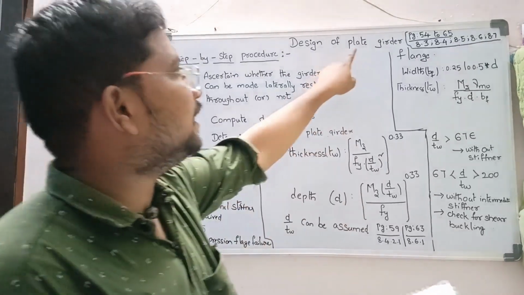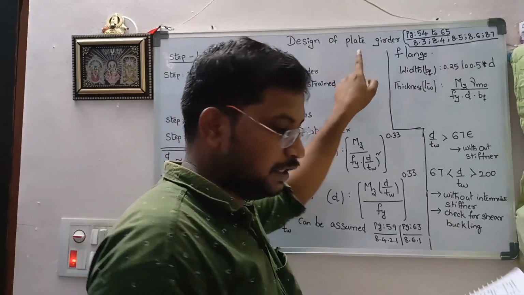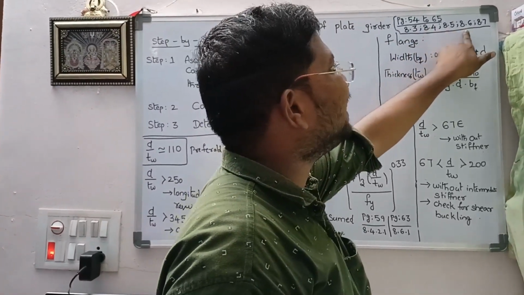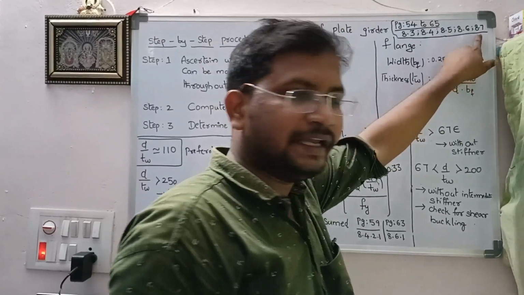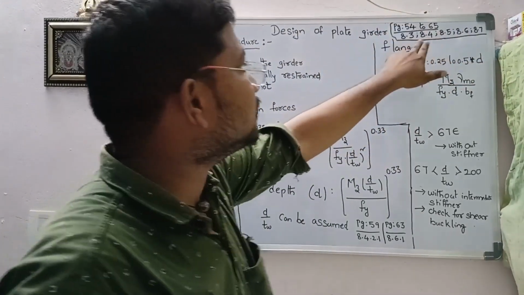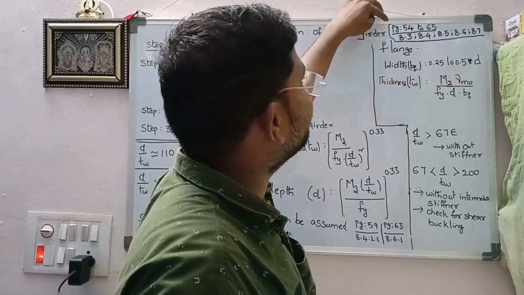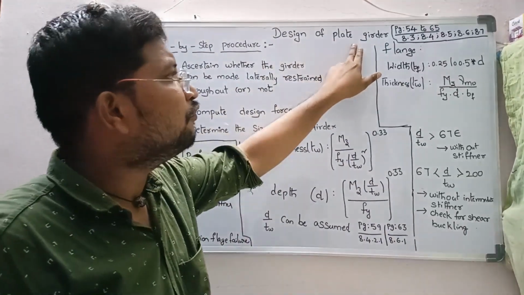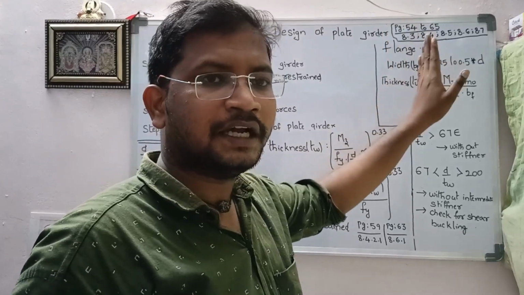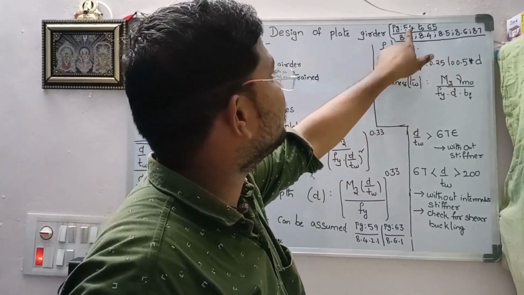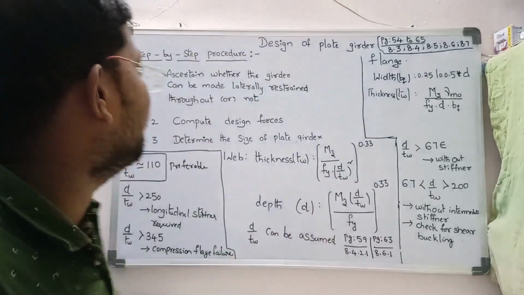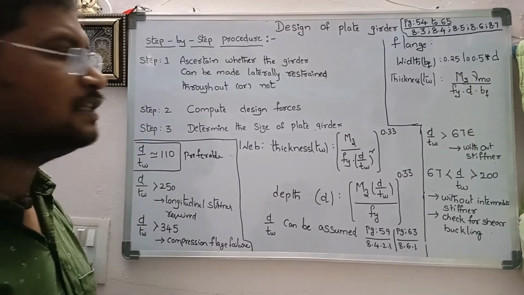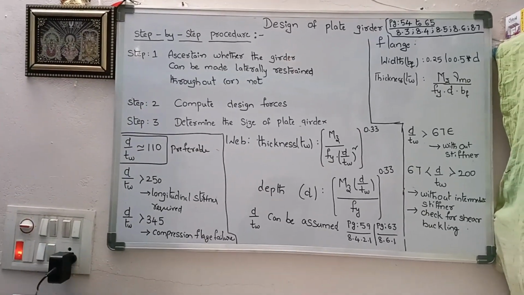To design the plate girder, we need to refer to the provisions of 8.3, 8.4, 8.5, 8.6 and 8.7 of IS 800 2007. These provisions are available from page number 54 to 65. It means to design the plate girder, we need to refer to IS 800 2007 from page number 54 to page number 65. Now we will see how we can design this plate girder step by step.